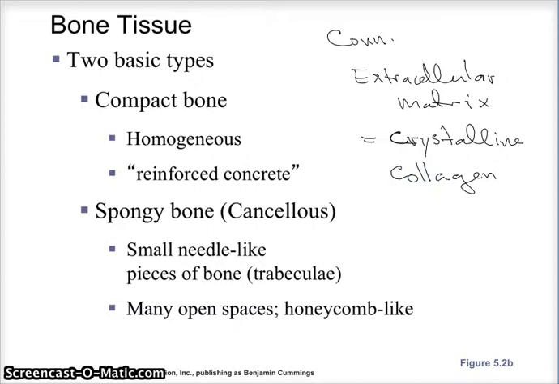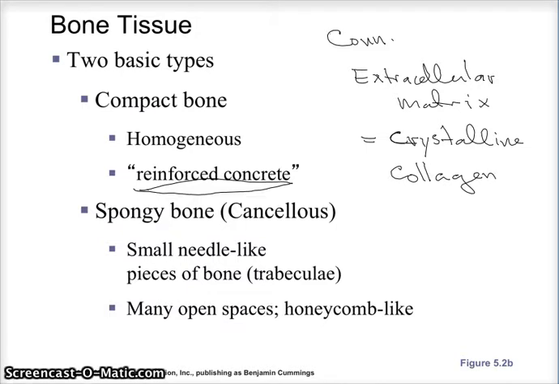that also occur there. The collagen within this crystalline matrix is what makes it reinforced concrete, because reinforced concrete is composed of rebar and cement. So think of the crystalline matrix as the cement, and the collagen is the rebar. So that's what makes it reinforced concrete.